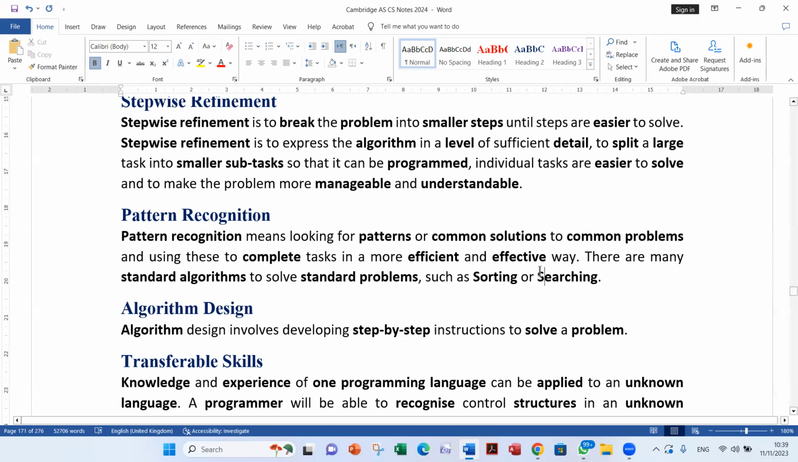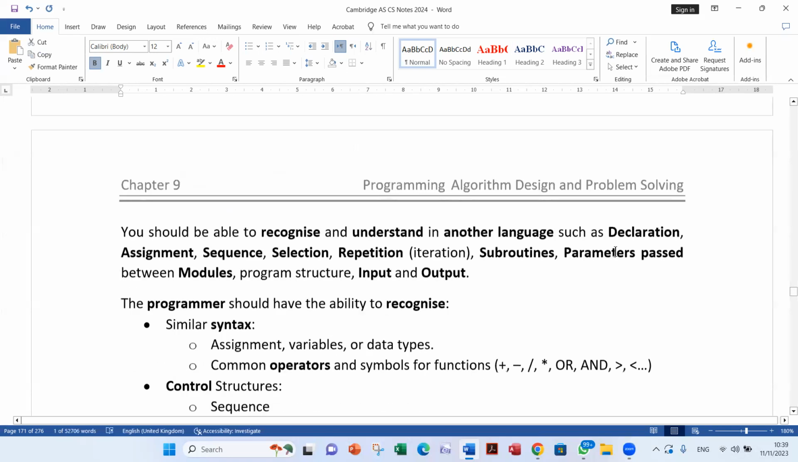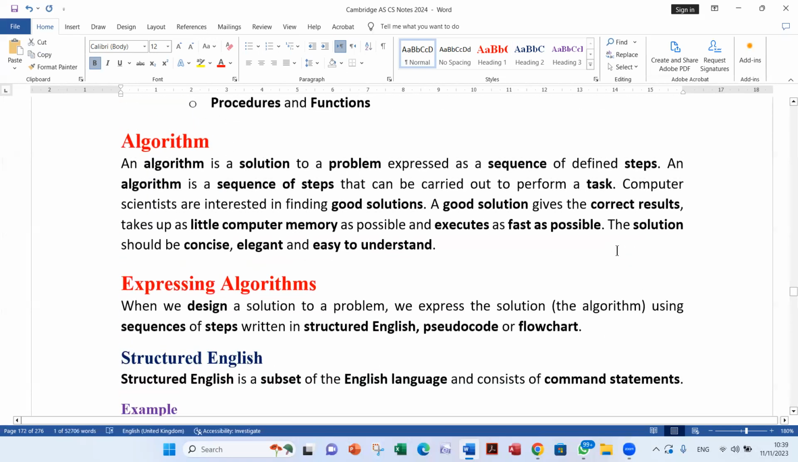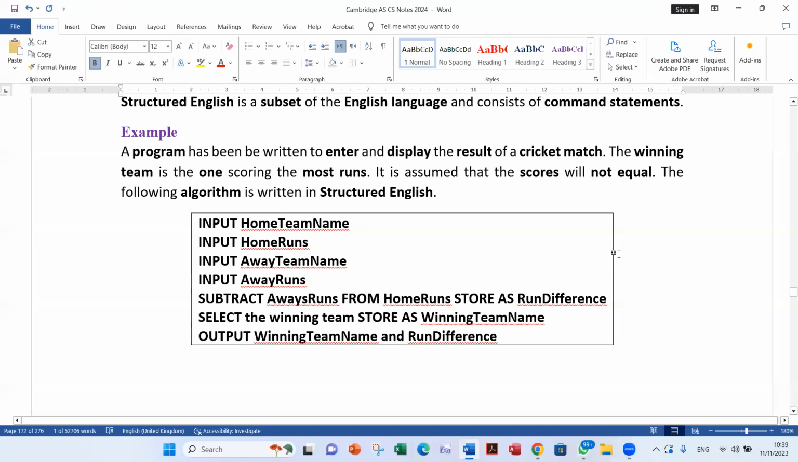We don't mind. Okay, so this is pattern recognition. Look for popular tasks and see how they are done in the textbook. Algorithm design involves developing step-by-step instructions to solve a problem. Inshallah, we will have a lot of talking about algorithms, because algorithms are expressed in three ways, and we have to deal with all three.